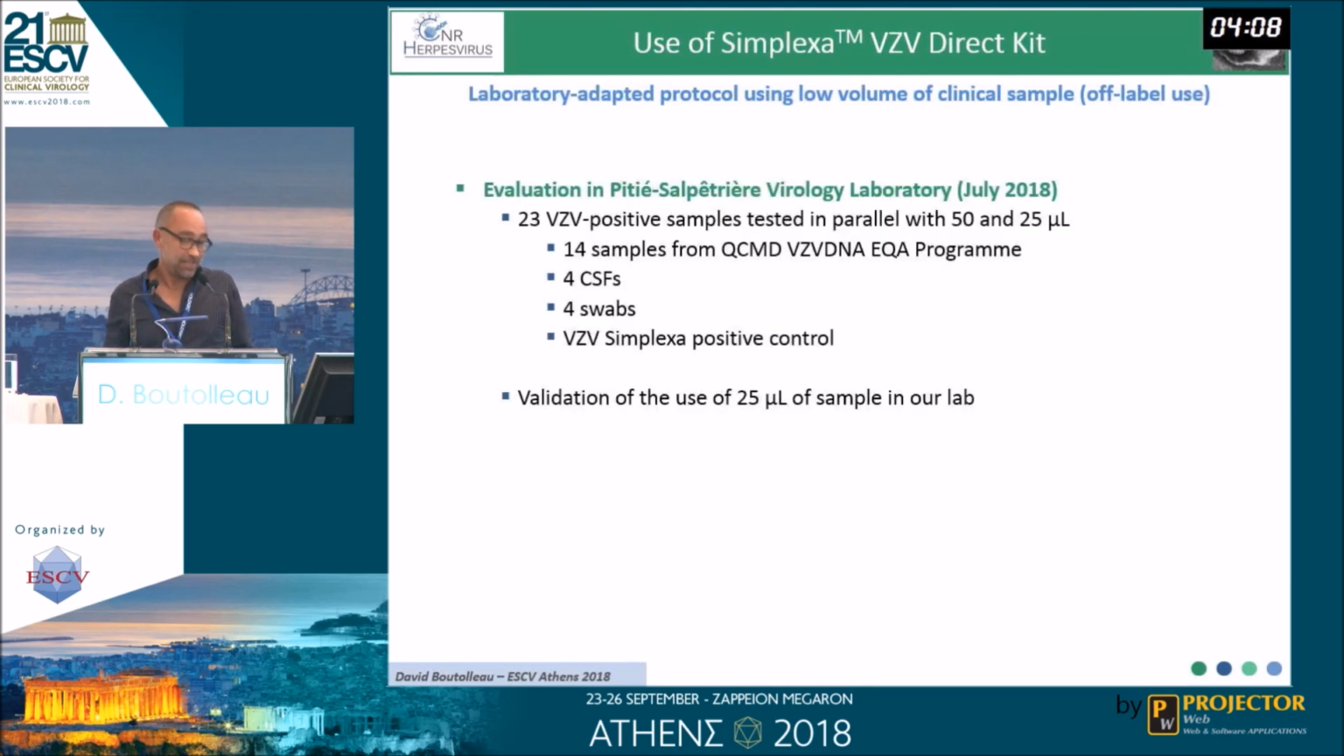So now, as Michel said, there is the VZV direct kit. So we have the great opportunity to evaluate this kit, and what I wanted to do was to test 50 microliters and 25 microliters. So this is what we performed this summer with 23 positive samples, 2 EDTA samples, CSF, some swabs, and the Herpes Simplexa positive controls. And once again, we could validate the use of the 25 microliters.